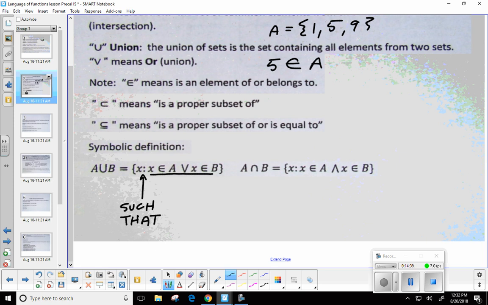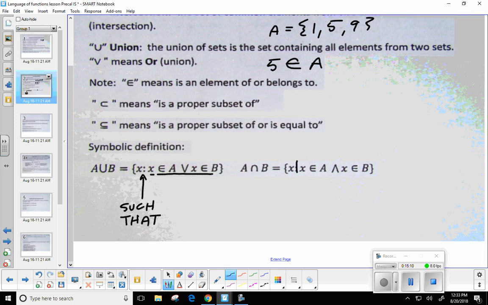So this reads x belongs to set A. Now, is this one and or or? This one's or. Union is or, intersection's and. So this is or x belongs to B. Now, instead of the colon, does anybody know what we can use in place of it? Because you don't always have to use a colon there. Anybody remember from Algebra 2? No? That's okay. It could just be a little vertical segment.